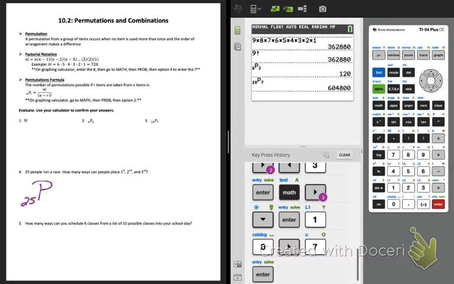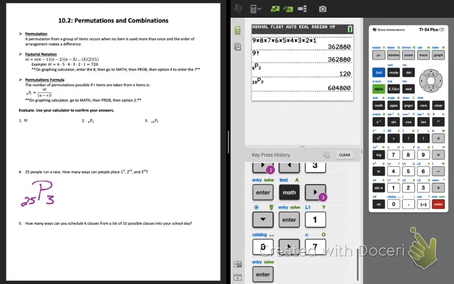The bigger number, so the 25 people that are in the race, goes on the left side of the P. On the right side, you'd put the 3. Because you're pulling, there's 3 places that you're looking for here. So you're looking for how many different ways those 3 people can place out of the 25 in the race. So 25P3 would be your notation.